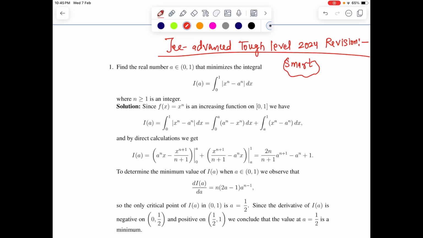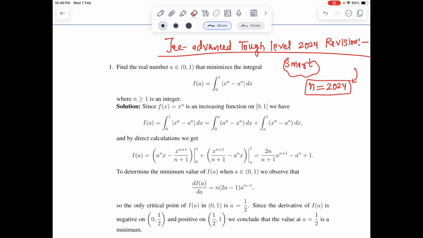First question. Find the real number a in 0 to 1 that minimizes the integral of |x^n - a^n| when n is an integer greater than or equal to 1, right? Of course the problem can be set at n equals 24, but usually JEE wants to avoid this because that will give a hint that the question was generalized.